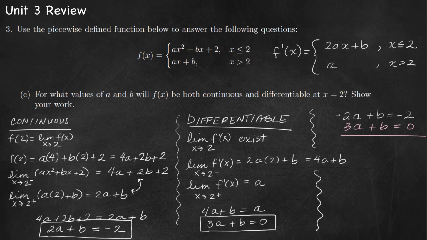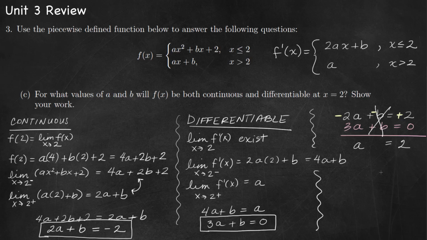So the 2a becomes a negative 2a, the plus b becomes plus negative b, and on the right, the negative 2 becomes a positive 2. Now I'm just going to add the left-hand sides and then add the right-hand sides. When I add the left-hand sides, I just get a. Negative b plus b is 0, so that cancels out. And when I add the right-hand side, 2 plus 0 is 2. So now I know that a equals 2. That's part of my solution.